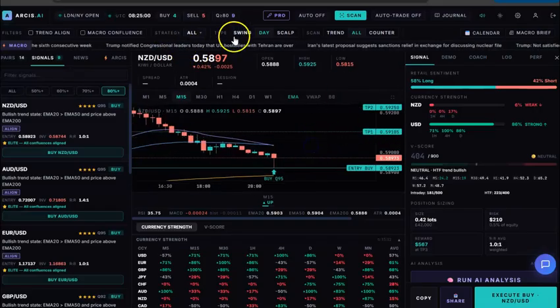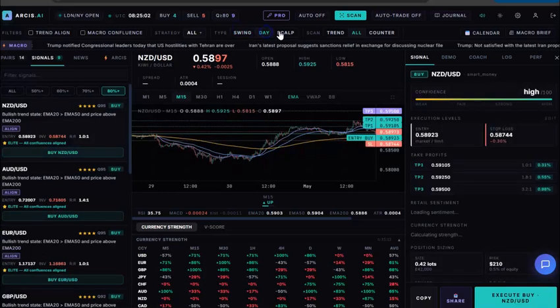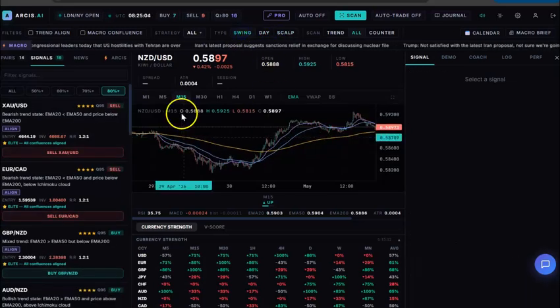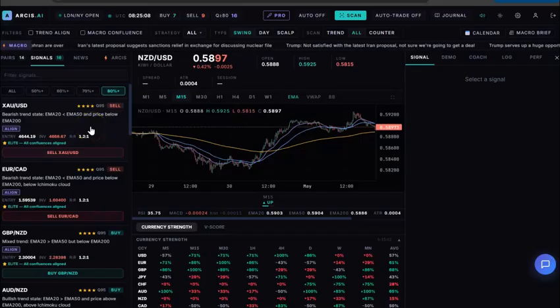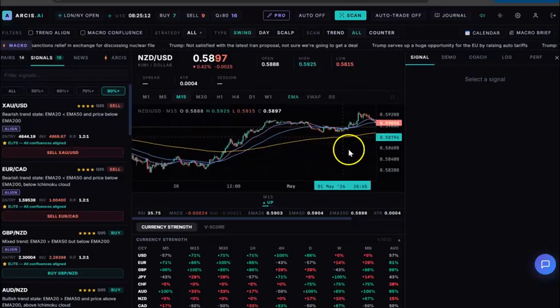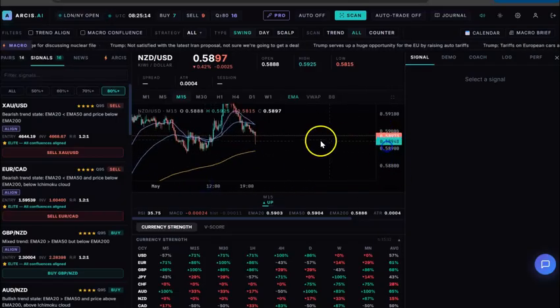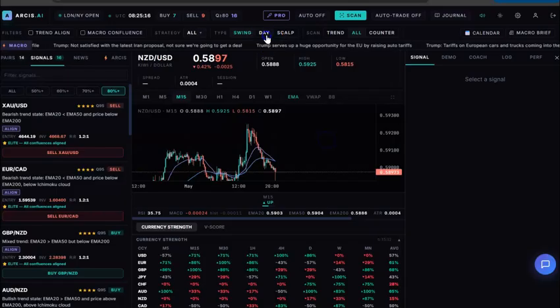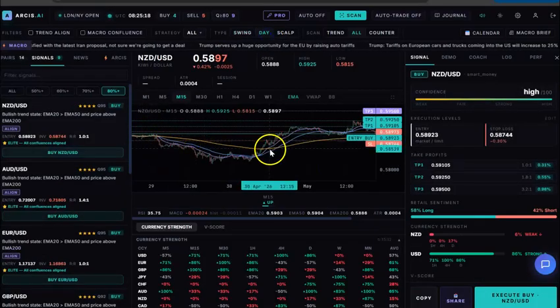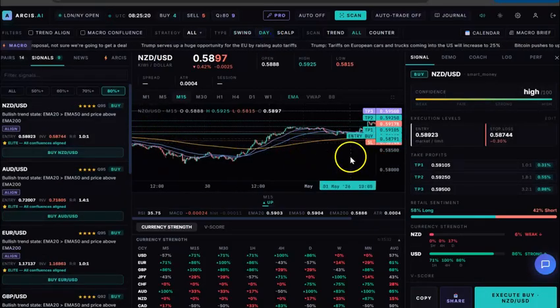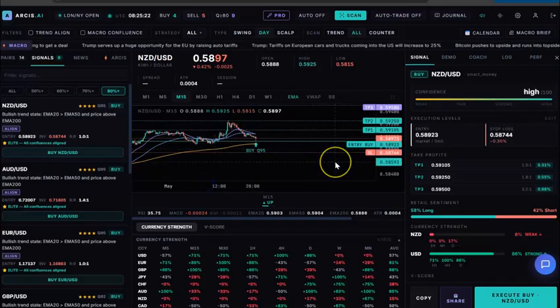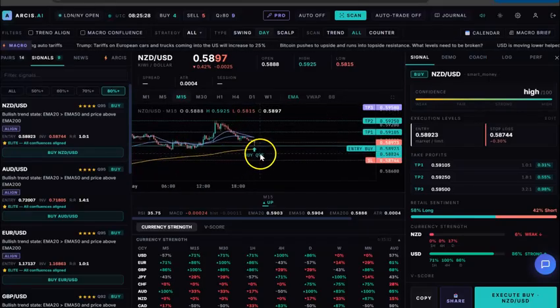So we have three styles. We have swing, day, and scalp. Swing trades, the platform will scan once a day on the USD Asian session overlap for new setups. For day trades, it will scan 3 times a day, once on the Asian session, once at the start of the European session, and once at the start of the US session. So 3 times a day.